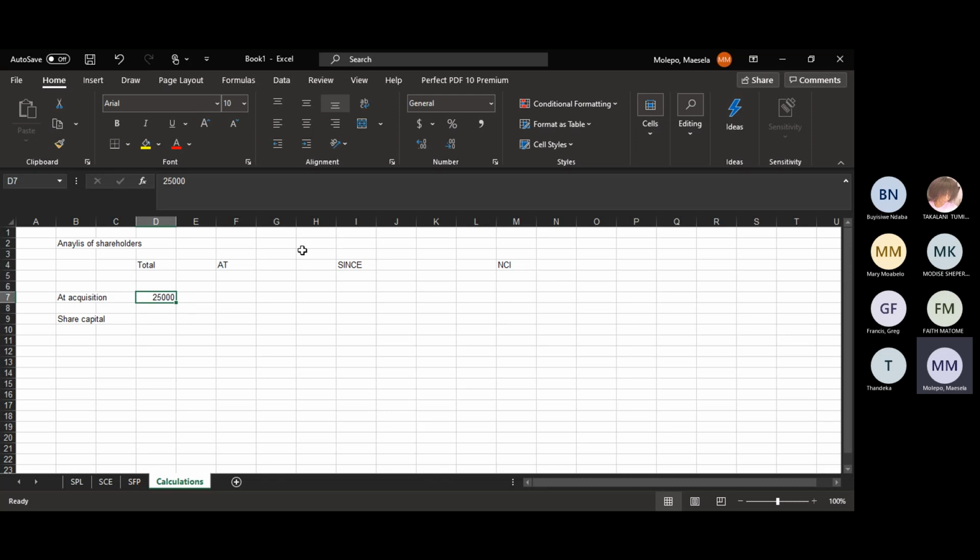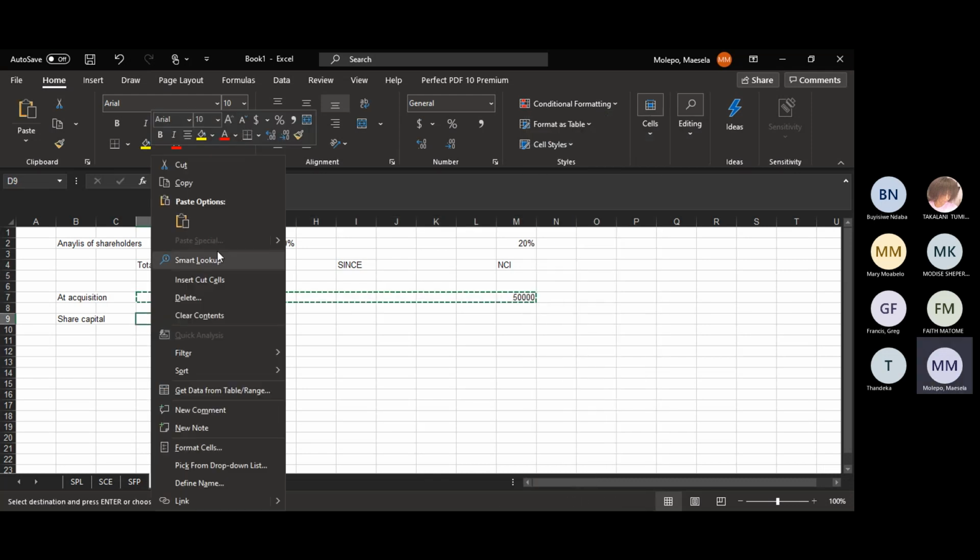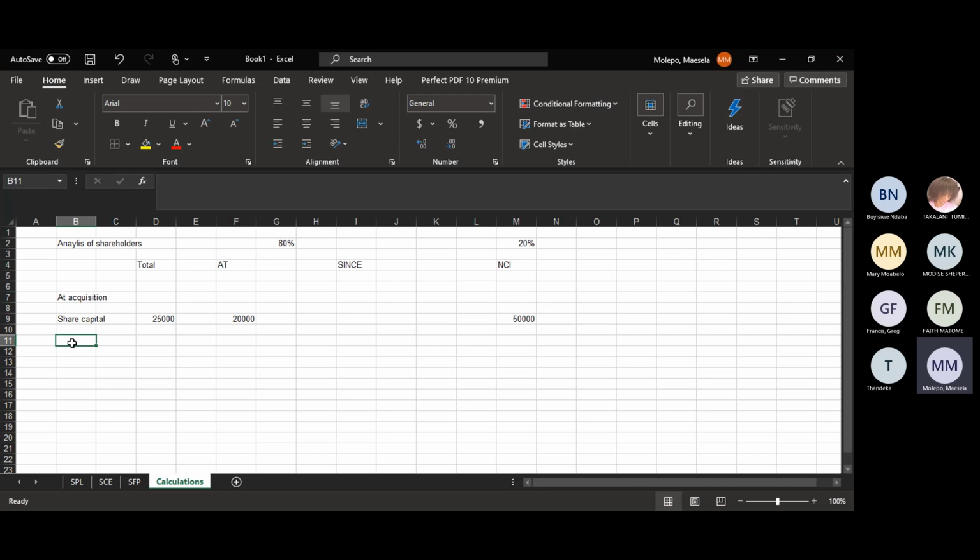So it means this part is 80%, and then the NCI will be represented by the 20%. So the 250,000 times the 80% will sit on 200,000, right? And then on the NCI, the remaining balance will be 50,000. Then let me cut this and paste it on the right side. They must sit here.